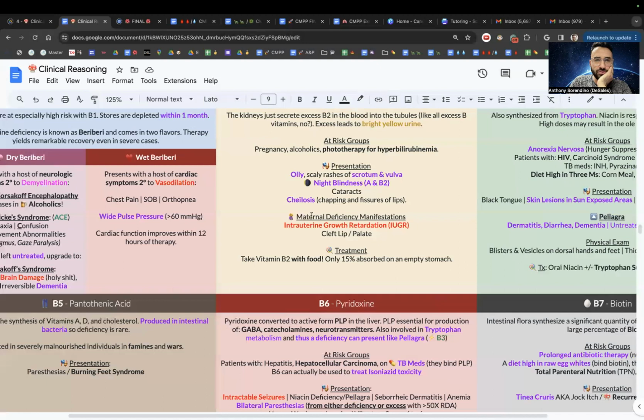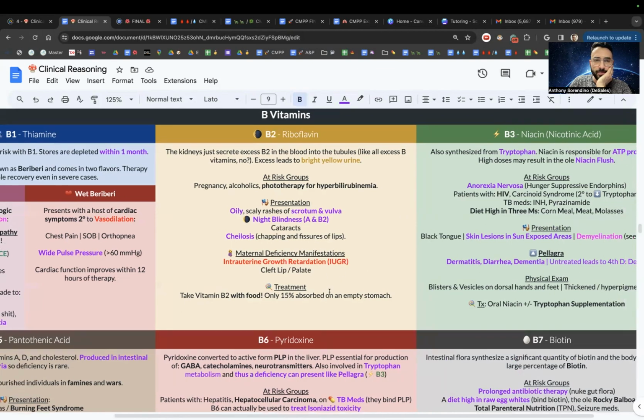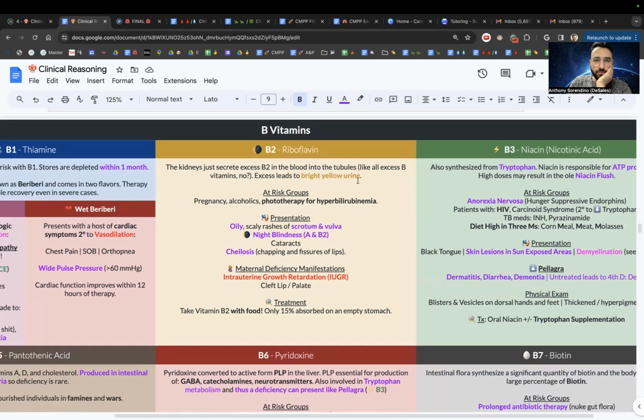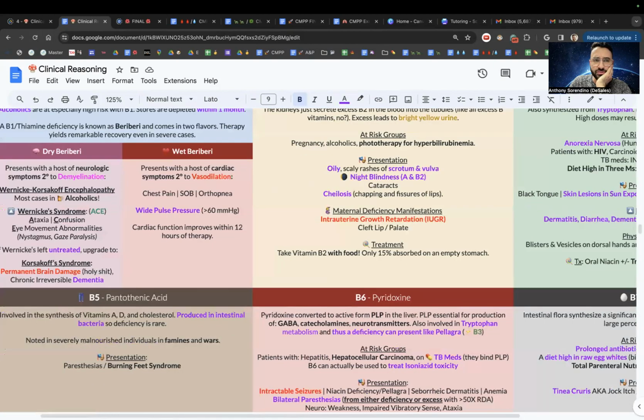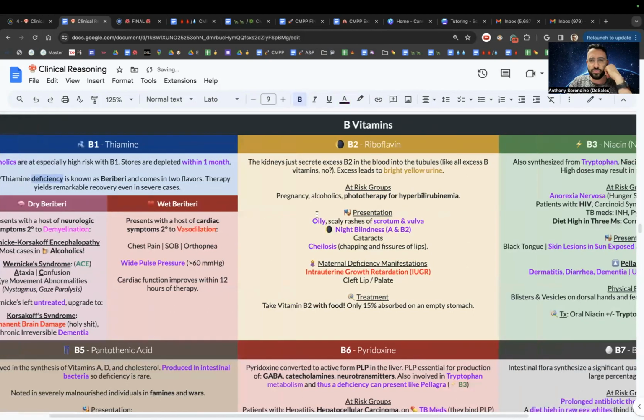Going over to B2, riboflavin. So this is where you get that night blindness as well, cataracts, cheilosis, trapping fishes of the lips, intrauterine growth retardation. Kidneys just secrete excess B2 in the blood. So yeah, ADEK. So B is going to be all water soluble. So toxicities are probably almost non-existent here. This is all going to be deficiency stuff, right? That's really important to make sure you don't get confused with that.